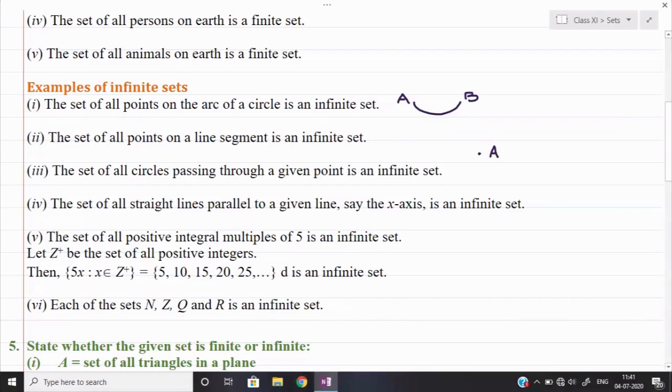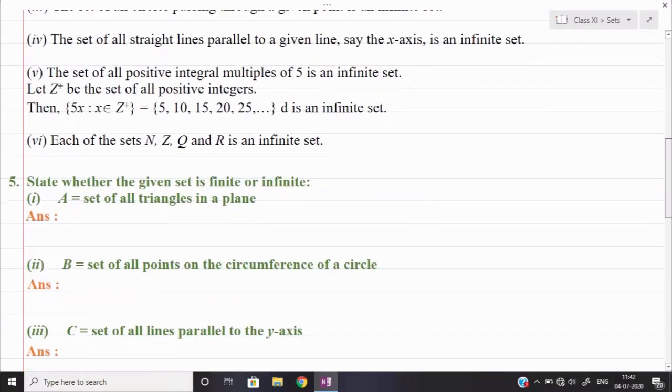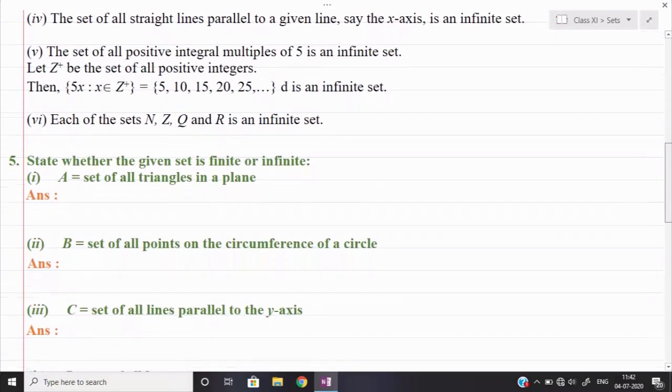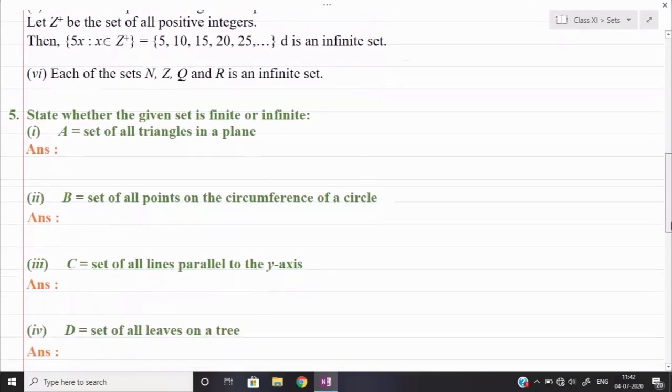Set of all positive integral multiples of 5. Integral means integer. So how many multiples of 5 are there? 5, 10, 15, 20 and so on. So there will be infinite numbers which are multiples of 5, and hence these are infinite elements. Similarly, the last one, each of the sets N, Z, Q and R. N is the set of natural numbers, Z is the set of integers, Q is the set of rational numbers, and R is the set of real numbers. They all contain an infinite number of elements.